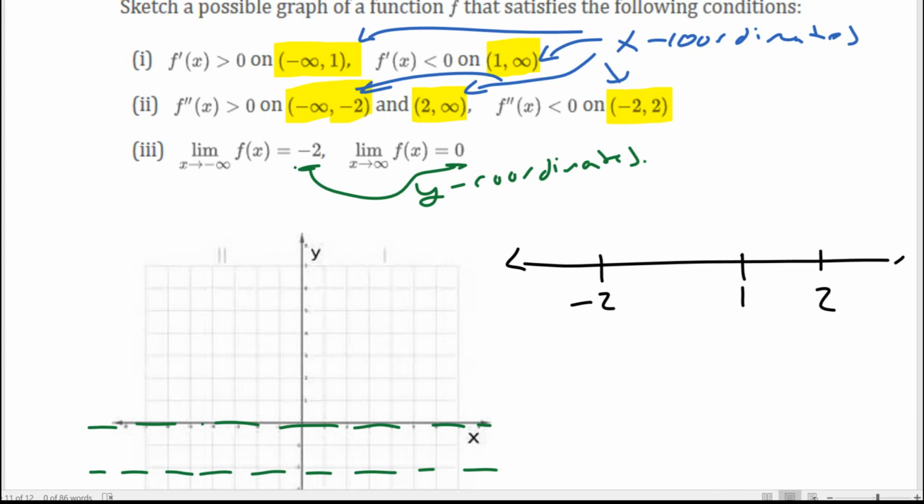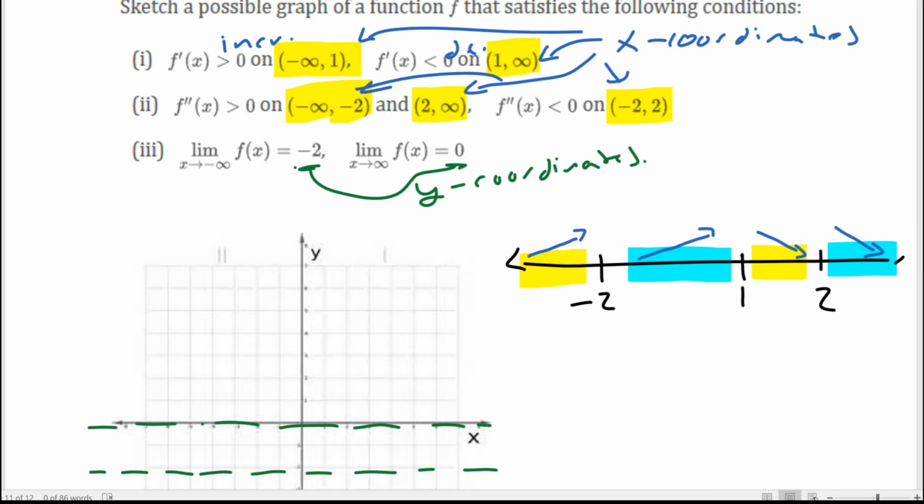Okay. Now, back to my x-coordinates though. The first derivative from -infinity to 1 is going to be increasing. So notice I actually have 1, 2, 3, 4 intervals to worry about, and I'm going to take them kind of one at a time. From -infinity to -2, it's increasing there, because we've got to get all the way up to 1. And it's decreasing from 1 to positive infinity, so from 1 to 2 it is, and from 2 on out, that's decreasing.